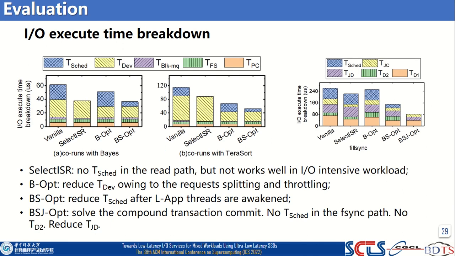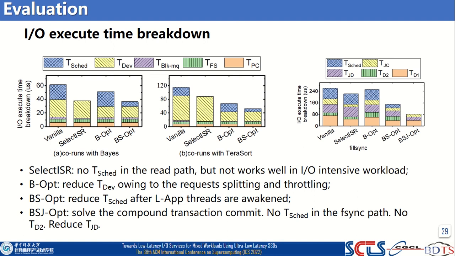We further analyze the root cause of latency reduction in the I/O stack. In the read path, Select ISR removes the waiting time of process scheduling after process wake up, but does not work well in I/O-intensive workloads, since the latency in the device layer becomes dominant. BOPT can reduce the latency in the ULL SSD owing to the request splitting and throttling.